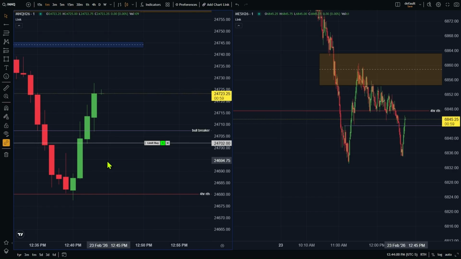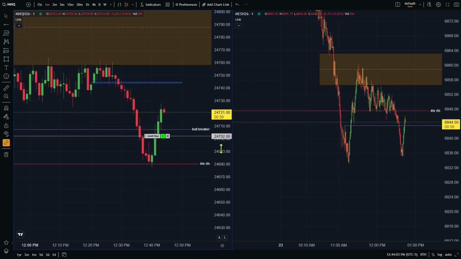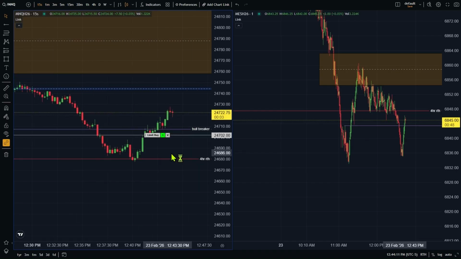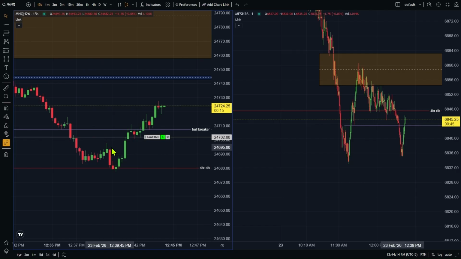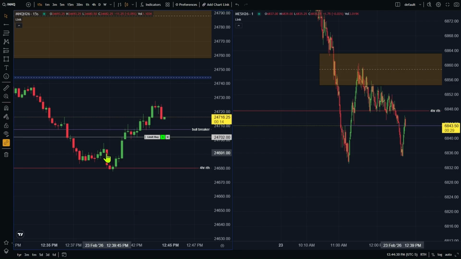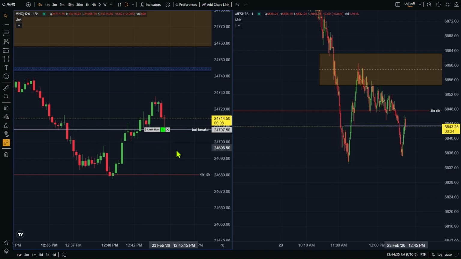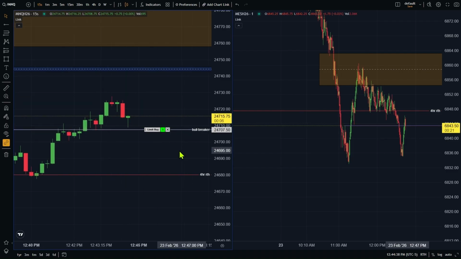I bet you if I went to a 15-second chart or something like that, we could find a breaker right here that it touched. I'm going to check it just to see. Yeah. If we were at the 15-second chart, the bullish breaker is right here. The low of it is there. And we went lower than that. I think I'm going to put this right at the breaker here, right at those lows.